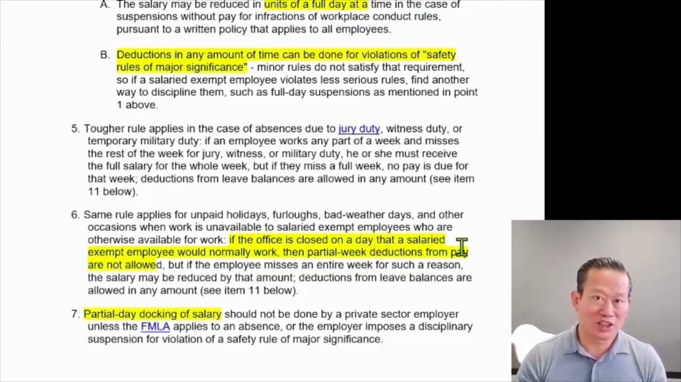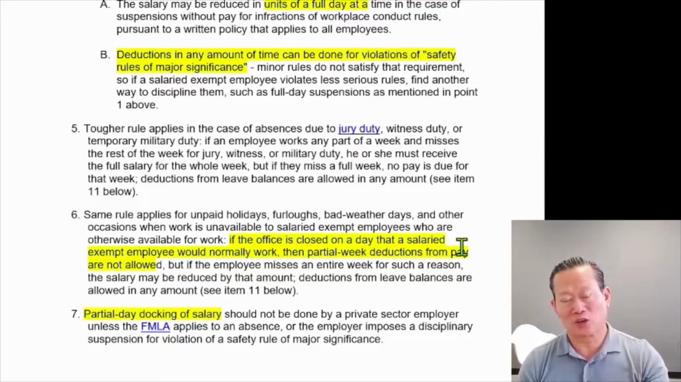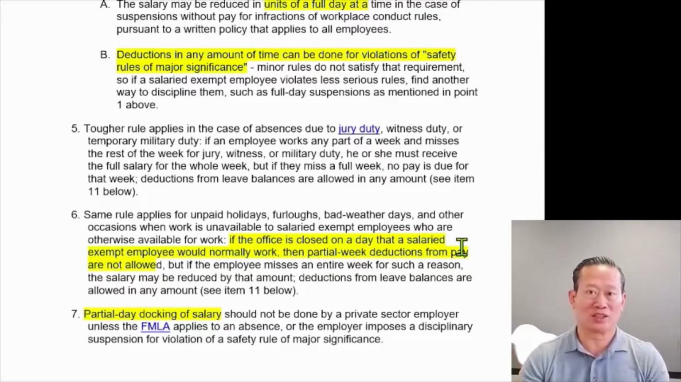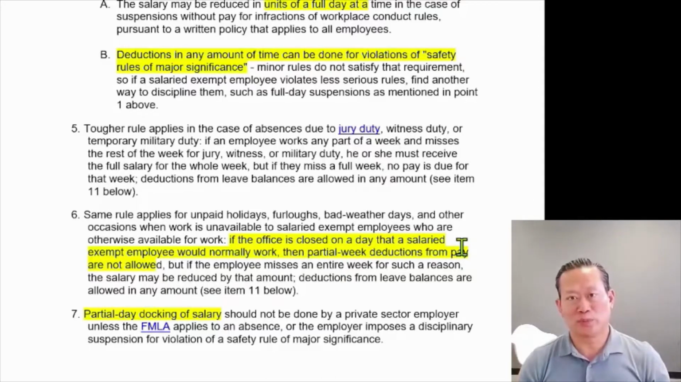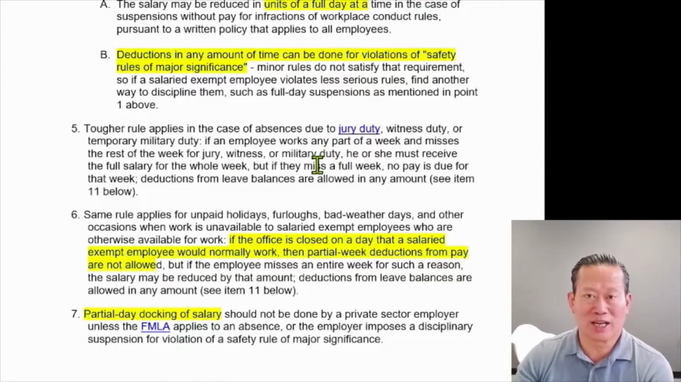Now, partial day deduction is a gray area. It's a red flag. When you make partial deductions, you can violate the salary requirement and turn that employee from an exempt employee to a non-exempt employee, in which case you may have to reclassify them and pay them overtime. So partial day docking of salary could be when they are absent or late, and you make partial day deductions, like a couple hours or just for the entire morning that they're absent.